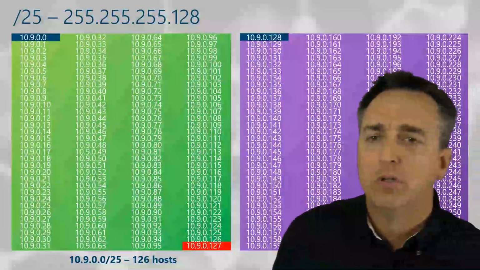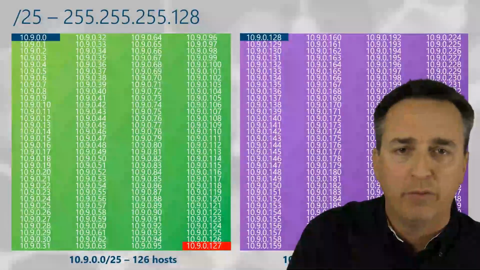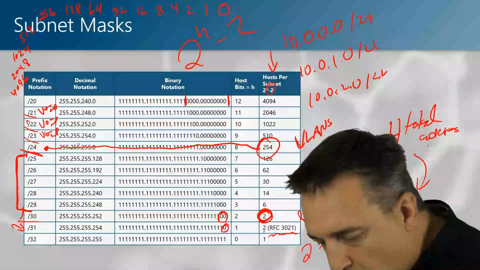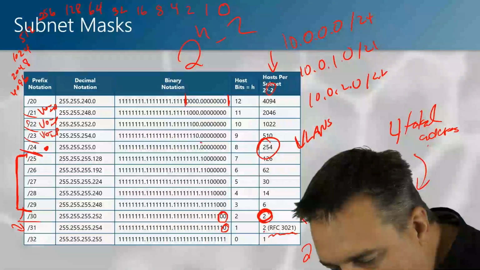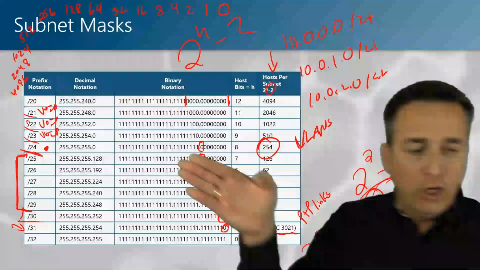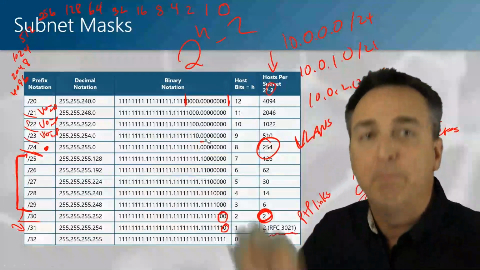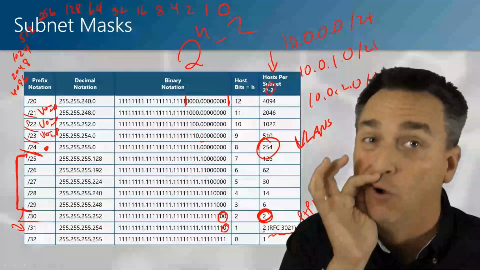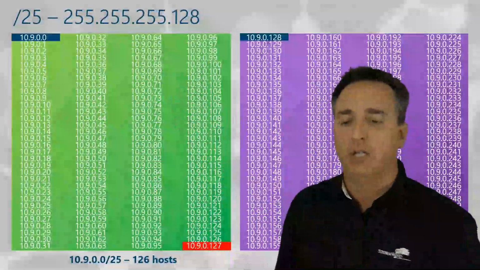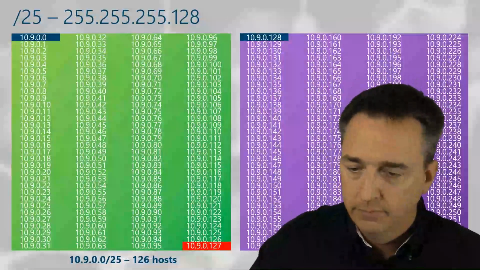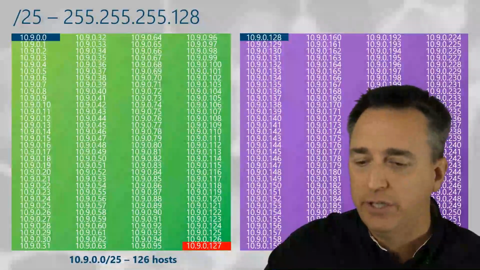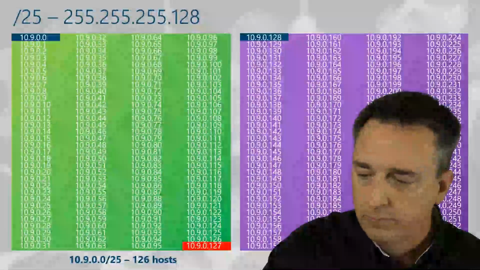What did we really do? From a binary standpoint, which I really don't want you to worry about for the exam, because you don't want to get lost in binary, if you come back to this page right here, take a peek. This is what we had before. What did we do? We turned the 0 into a 1. That's all we did. We borrowed 1 bit. Actually, we stole 1 bit from the host portion. We're not giving it back. What does that do for us? Boom, splits it in 2. Just like that. It's beautiful.